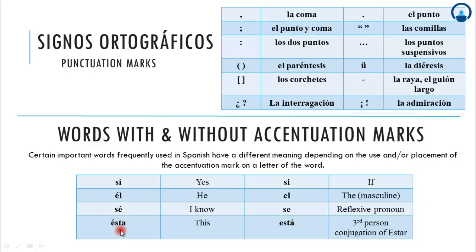Éste, which has an accent mark over the E, so it is stressed a bit more. Éste means this. And está, which has an accent mark over the A, so the A is stressed a bit more. Está means the third person conjugation of estar. All these we'll see in the chapters ahead.